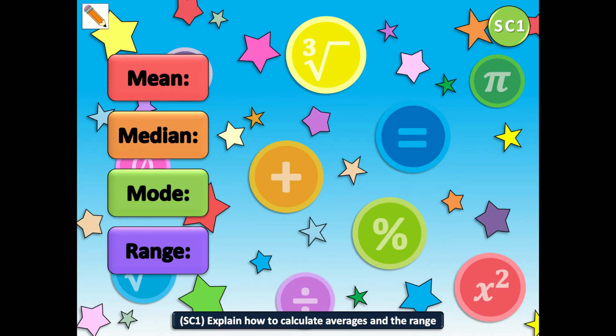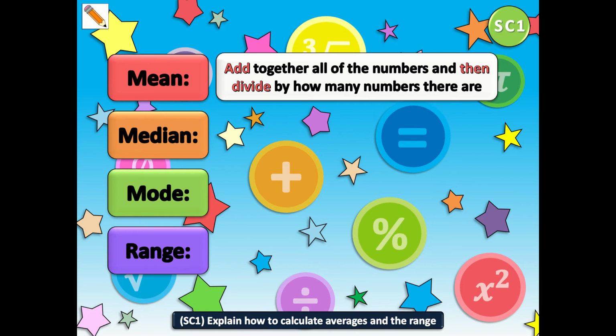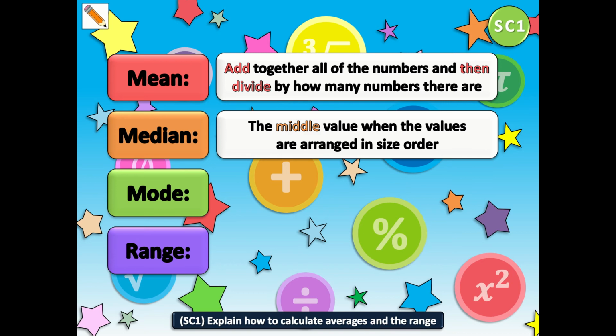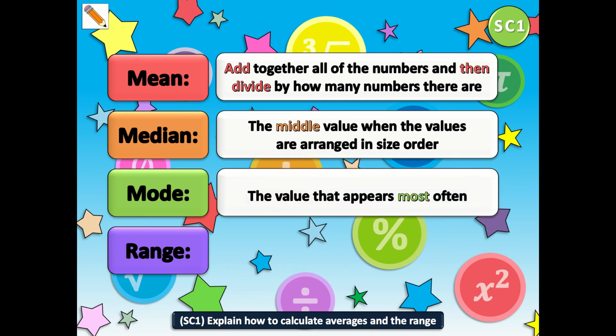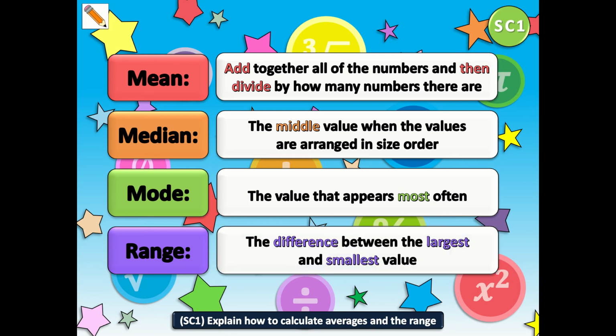So to find the mean, we add together all of the numbers and then divide by how many numbers there are. To find the median, it's the middle value when the values are arranged in size order. The mode is the value that appears the most, and the range is the difference between the largest and the smallest value. So it's the biggest number take away the smallest number.